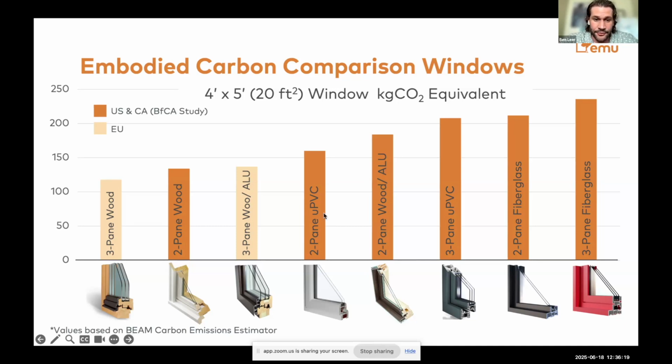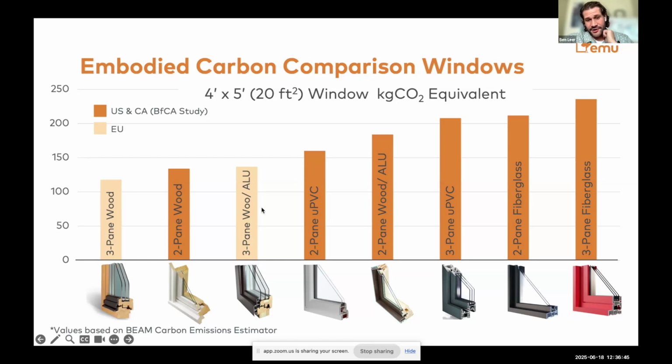Then we have the 2-pane UPVC. Then we have an interesting difference between if the window is made in the US and Canada or if it's made in the European Union. Now, the EU has more strict standards on embodied carbon, and specifically on LCAs. So you need product declarations and LCAs for products that you create. It's a little bit different than here.